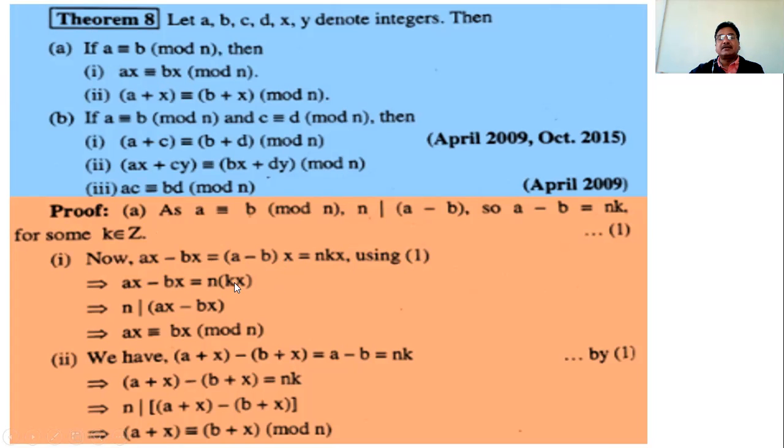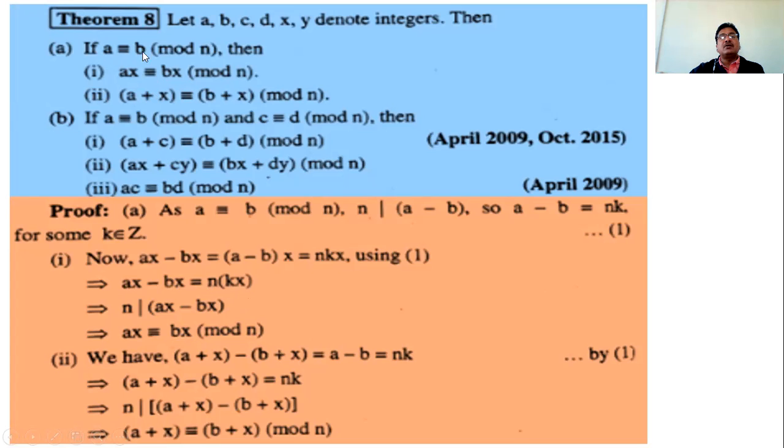This kx in bracket, and this kx is an integer because both k and x are integers, and multiplication of integers is an integer. This implies n divides ax minus bx because ax minus bx is expressed in the form n into some integer, and therefore n divides ax minus bx. And therefore Ax is congruent to Bx modulo n, the proof of the first.